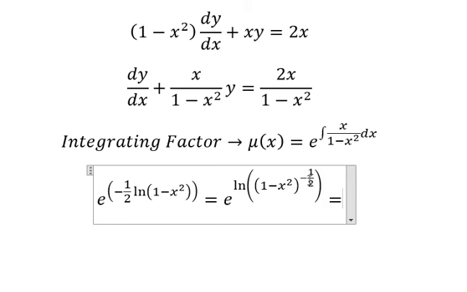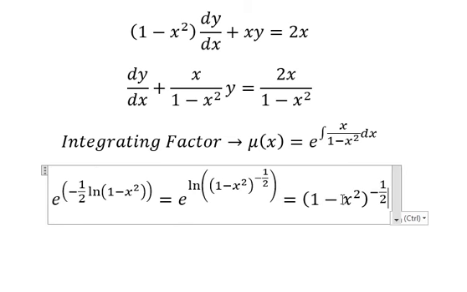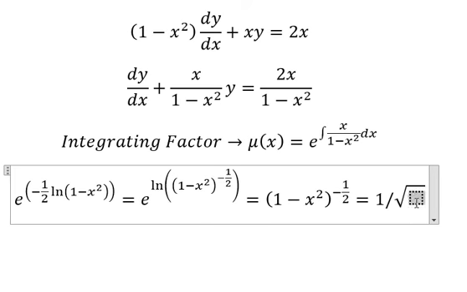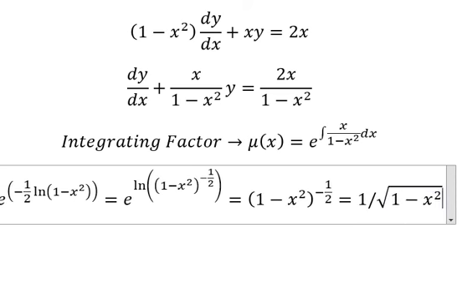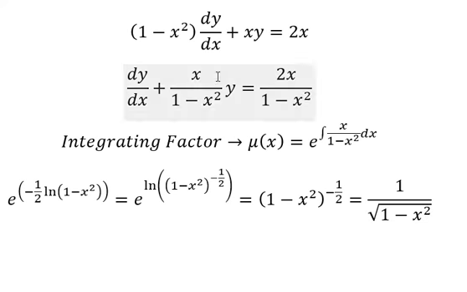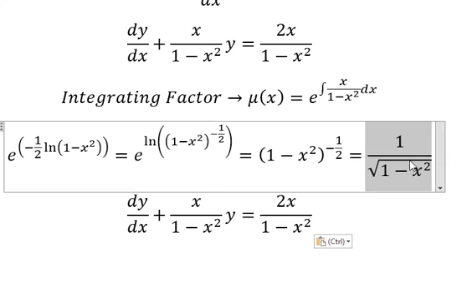This one you get this one in here. And then we can write it as 1 over the square root of 1 minus s squared. Because the power is negative 1 over 2, you get the denominator. You get the negative sign in here. The square root is the power 1 over 2. That's why you get this one. So we need to multiply both sides by 1 over the square root of 1 minus s squared.